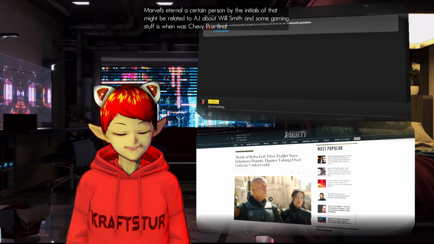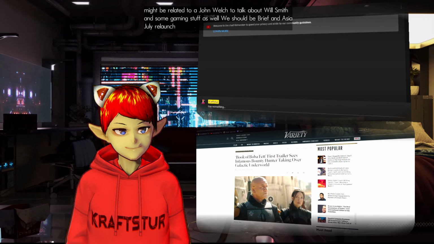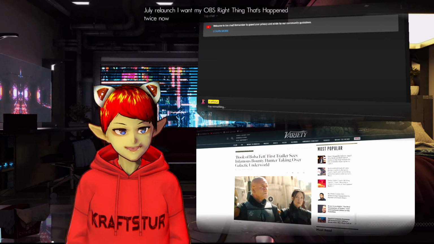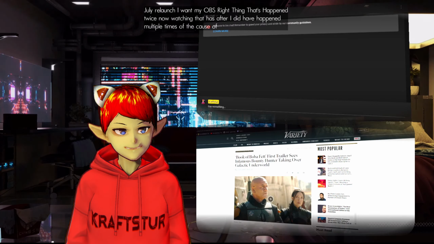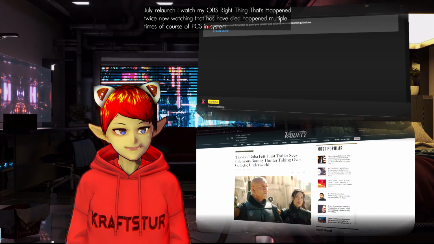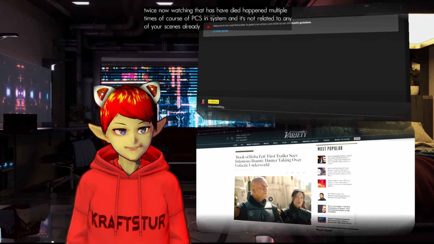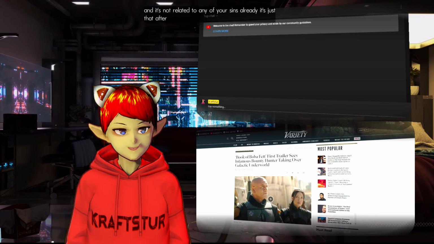But yeah, I just had an issue. So I launched my OBS, right? And this is a thing that's happened multiple times over the course of years on different PCs and systems. But OBS has like a RAM leak, and it's not related to any of your scenes or anything. It's just that after a set amount of time, it decides that it doesn't want to use a gig of RAM. It wants to use over 2 gigs.